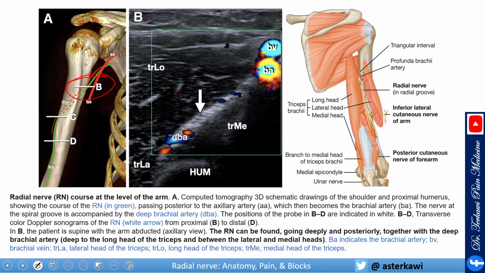And at this level, you see the radial nerve with the deep artery or the profunda artery, deep to the long head of the triceps. So this is the long head of the triceps, and the nerve is underneath the long head of the triceps and between the medial and lateral head of the triceps. This is the humerus. So again, if you remember this, it's deep to the lateral head, and this is the lateral head, and between the lateral head and the medial head.